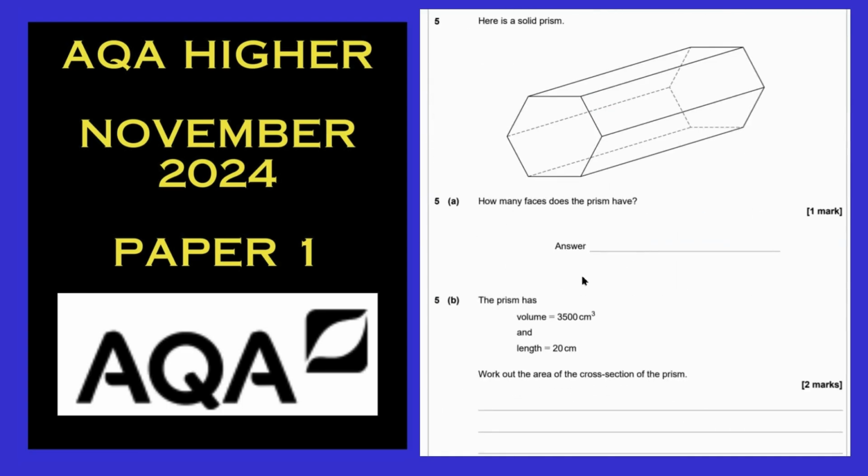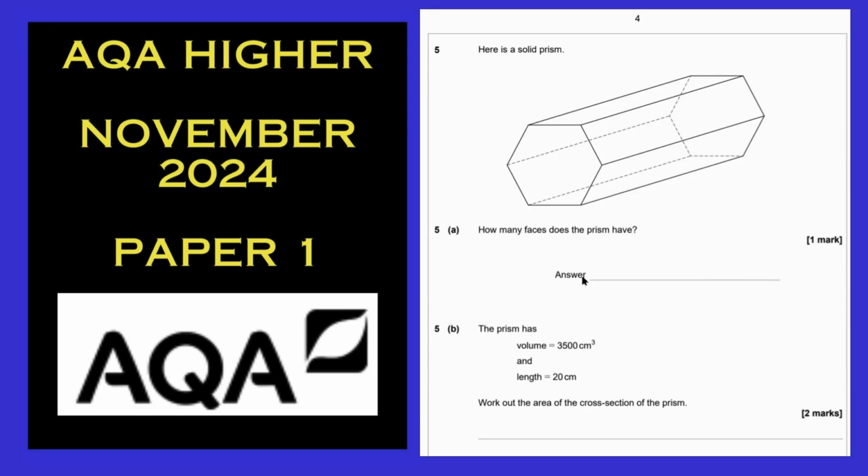Next, we have a solid prism. How many faces? There's a hexagonal face at the front and a hexagonal face at the back. It actually doesn't tell you it's a hexagon, because that might be giving you too much of a clue that there are 1, 2, 3, 4, 5, 6 faces as you trace it around. 6 flat, 1 at the front, 1 at the back, 8 in total.